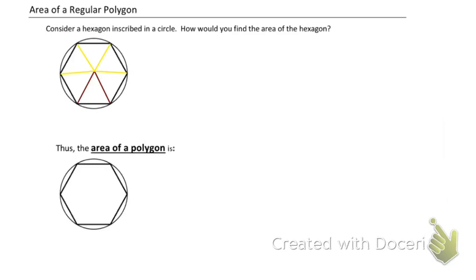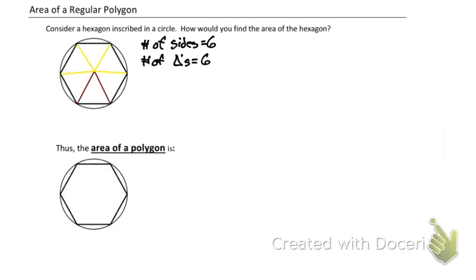Well, each of those triangles must have the same area. And how many triangles do I have? I have 6 triangles. Note that a hexagon has a number of sides equal to 6. So our number of sides equals 6, and the number of triangles is also 6. So the number of sides is how much you're going to multiply by.